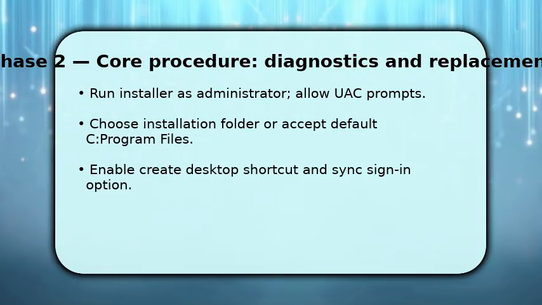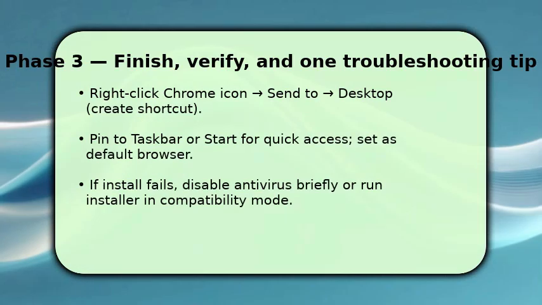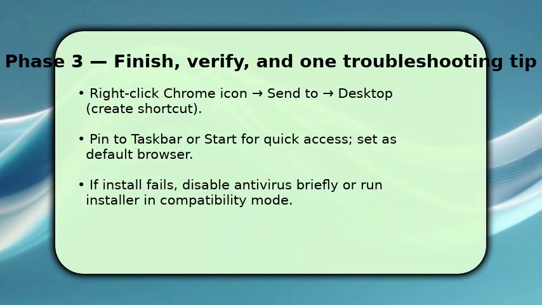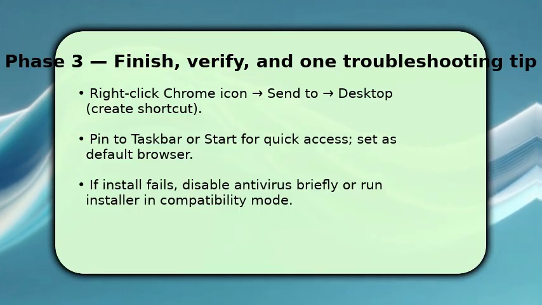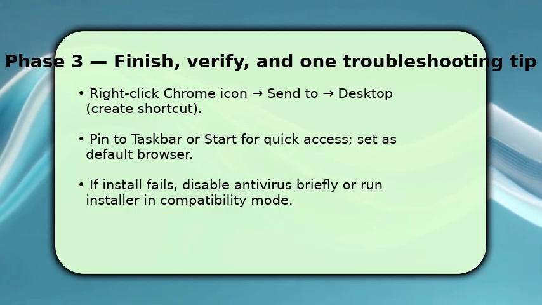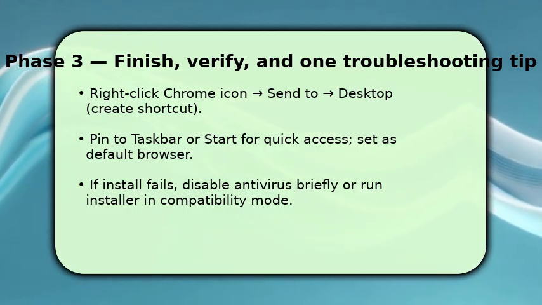You now finish by creating or verifying the desktop shortcut. Right-click the Chrome entry in your Start menu and choose Send to Desktop. Next, pin it to the taskbar or Start for instant access, and set Chrome as your default browser in system settings so links open correctly.